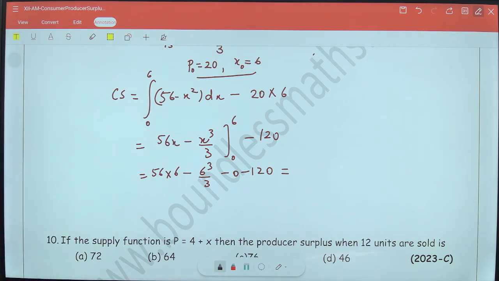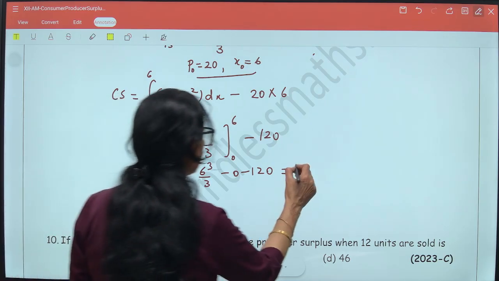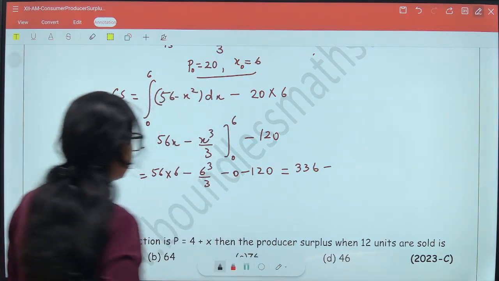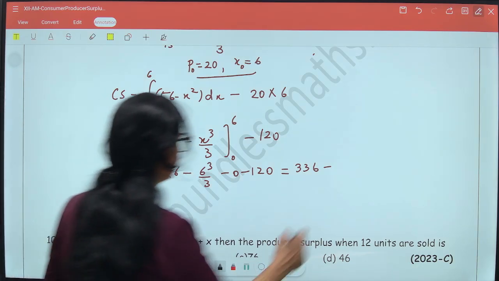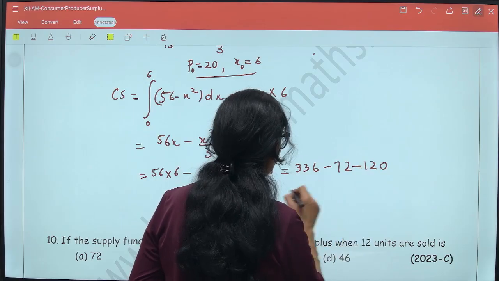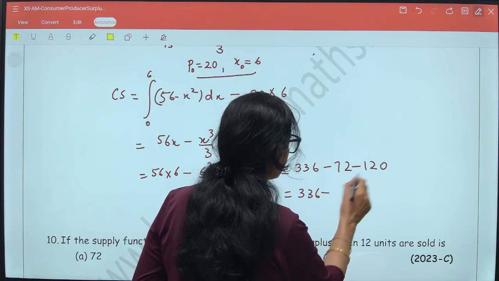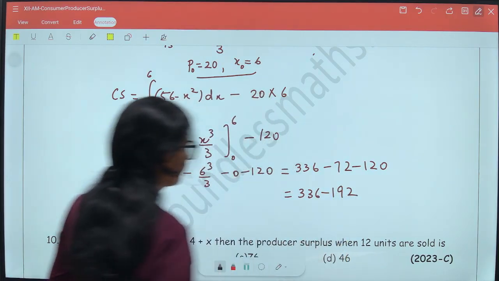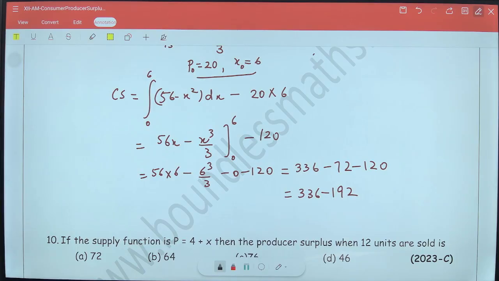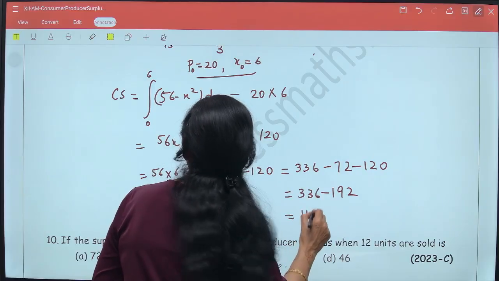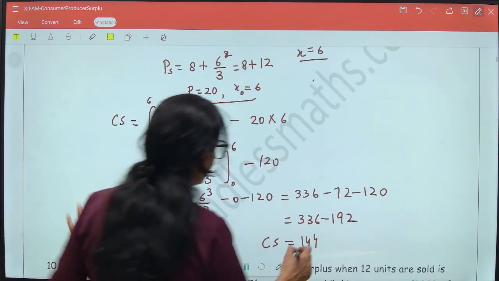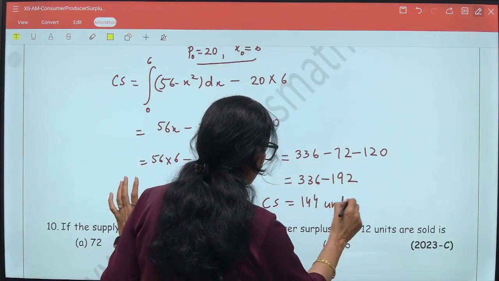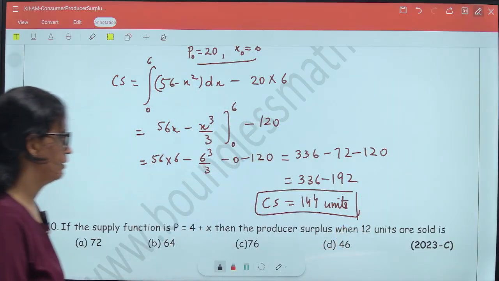So this is 56 into 6 minus 6 cube upon 3 minus 0, minus 120, and that comes out to be 6 6 are 36, 5 6 are 30 and 3, so it is 336. 336 minus 6 cube, 6 cube is 216, 216 divided by 3 will give you 72, 72 plus 120, so that means it is 336 minus 192. 336 minus 192, so that means the answer is 144. So the consumer surplus is 144. There is no unit given, so just write 144 units. So this is the consumer surplus.